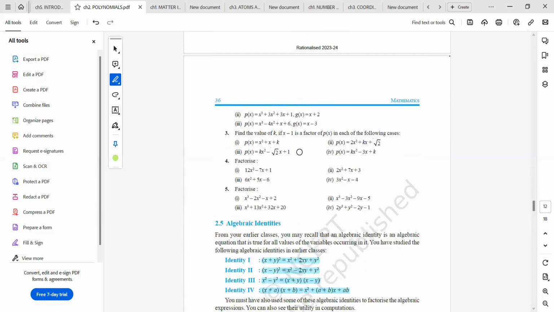Okay, now value of k. So put x equal to 1 and calculate the value of k. Now factorize. Here you will use that technique. Okay, can you tell me for any one of these, like for the first? Okay, let us do this one.